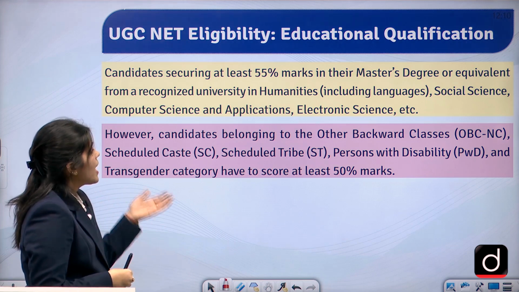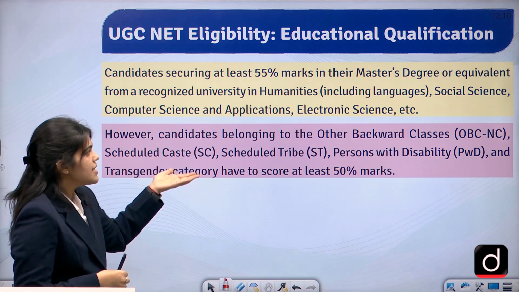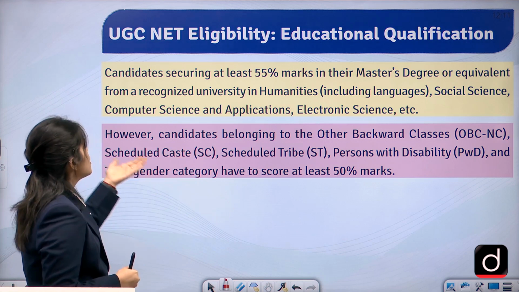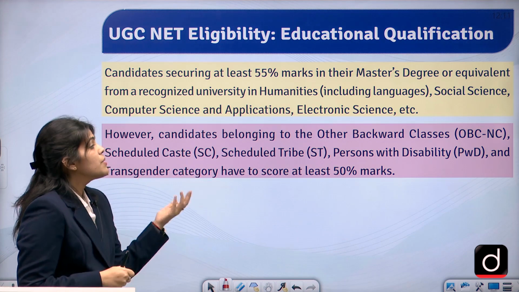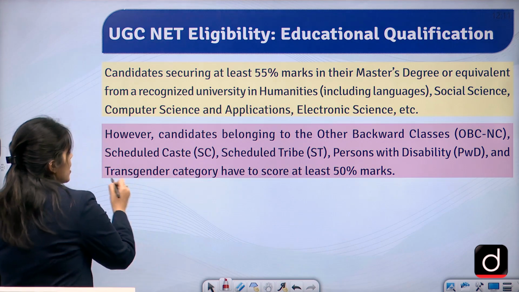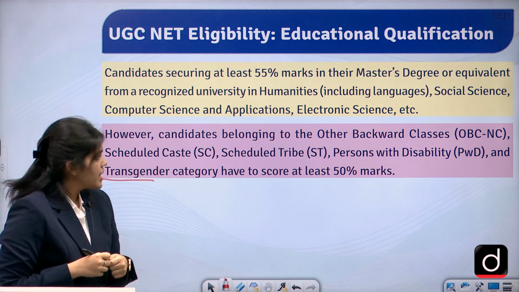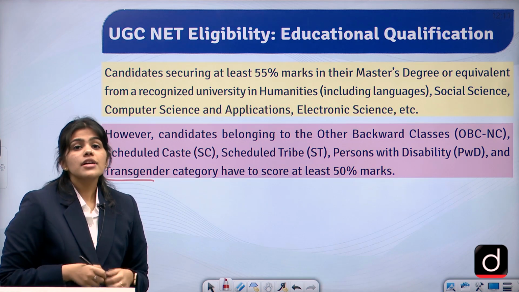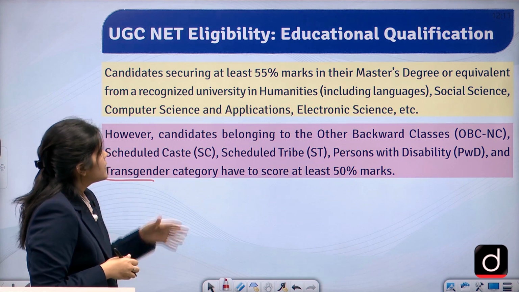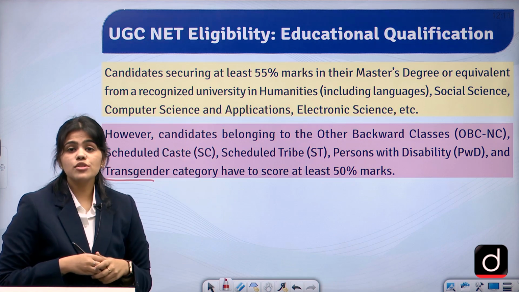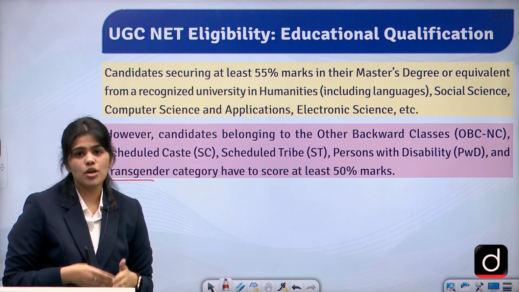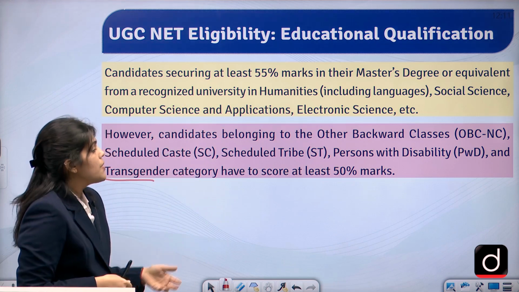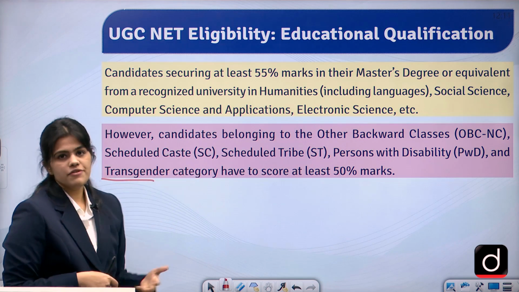Then the other categories, like other backward classes, scheduled castes, scheduled tribes, persons with disability or transgender, have a leverage that they can have at least 50% marks in their masters. So for the general category, the cutoff is 55%. That means you should have at least 55% in your masters, while for the other categories, we have 50% marks.